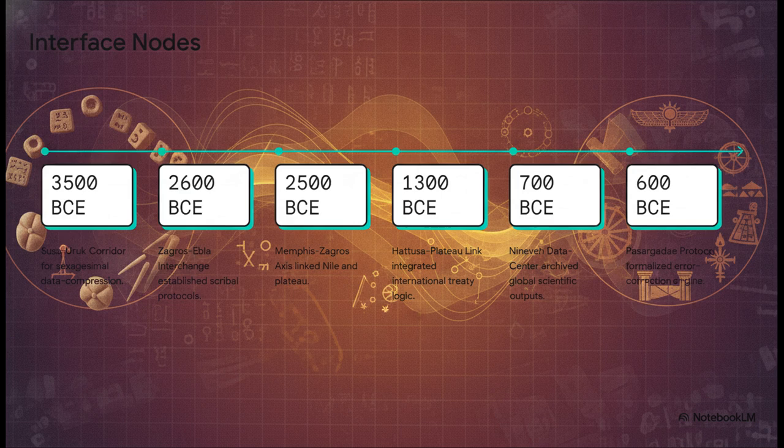Around 3500 BCE, we see the Susa-Uruk corridor being used for early data compression for resource management. Then, the Zagros-Ebla interchange established scribal protocols to transmit incredibly dense math. There's even an entire axis linking Nile hydraulic management directly with plateau astronomy. And all of this culminated around 600 BCE with the Pesarghat protocol, which formally established the Ahura Mazdan framework as a state-mandated engine. These nodes acted as the critical routers transmitting the underlying logic out to the periphery.